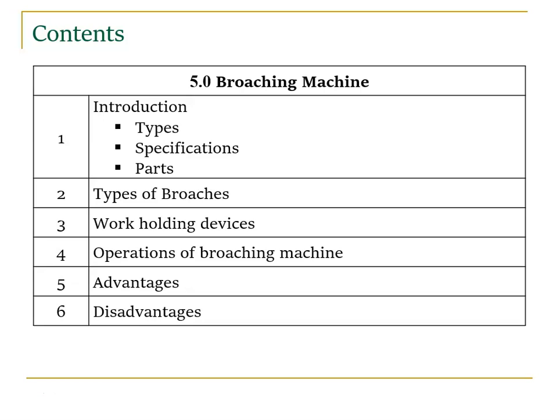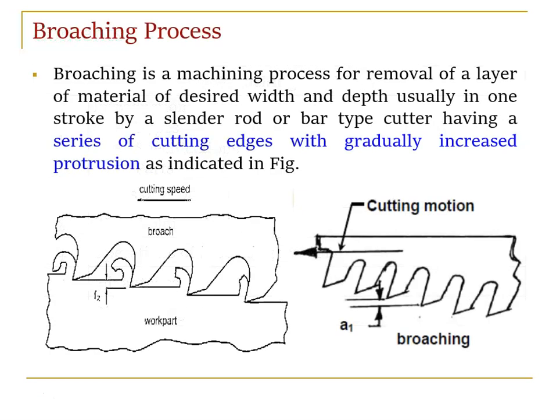Right. So these are the topics we are going to discuss. This is in our syllabus. So, the broaching machine. Introduction. Broaching process. Broaching is a machining process for removal of a layer of material of desired width and depth, usually in one stroke, by a slender rod or bar type cutter having a series of cutting edges with gradually increased protrusion, as indicated in the figure, right?